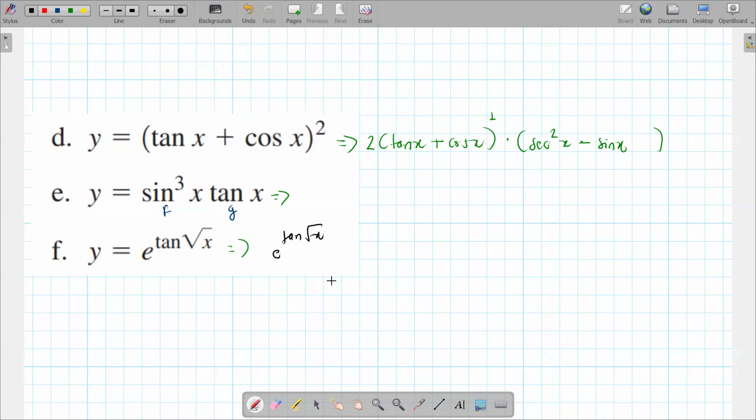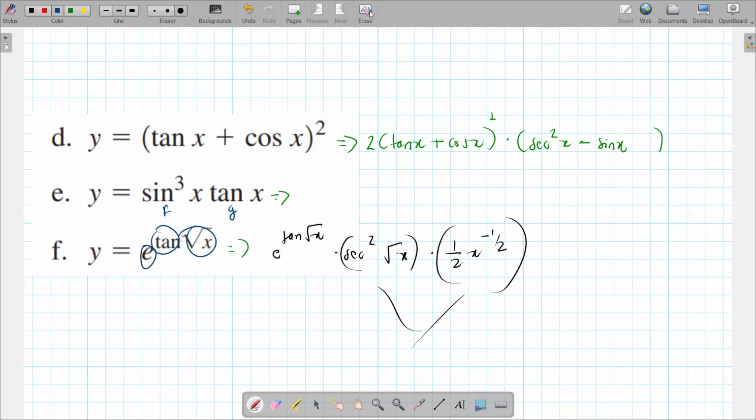With secant squared of root x, times 1 over 2x to the power of negative 1 over 2. Yeah, there we go. And that's it. That's the answer. It's still a one step, but you just have to use the chain rule twice because there's three functions here. 1, 2, 3.